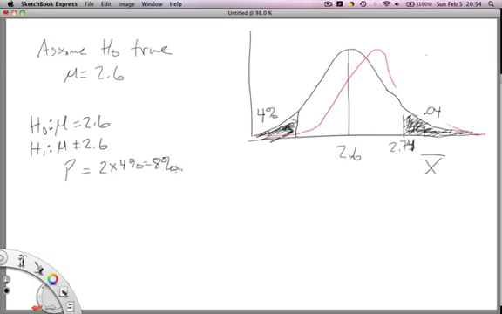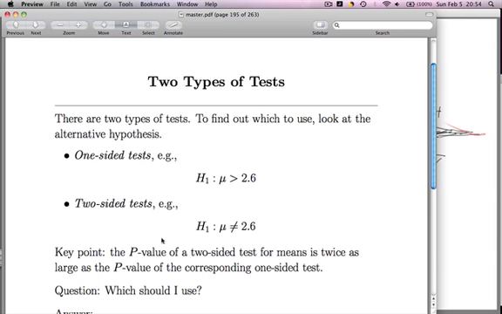Now, you probably noticed that this is not significant. This is greater than 5%, so not significant. And this raises a bit of a problem. So, first off, note that the p-value for a two-sided test is always twice as large as the p-value for a one-sided test.